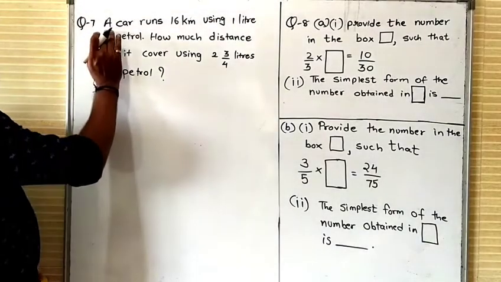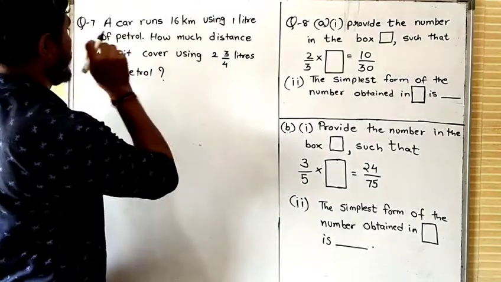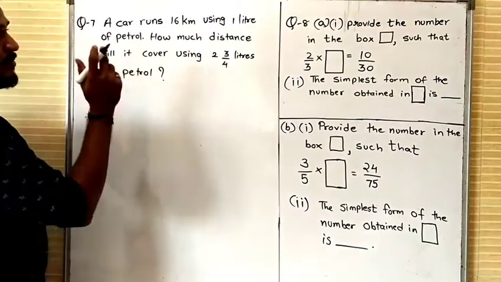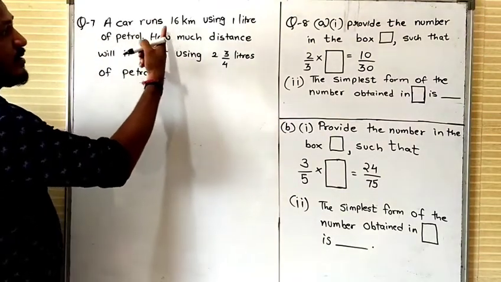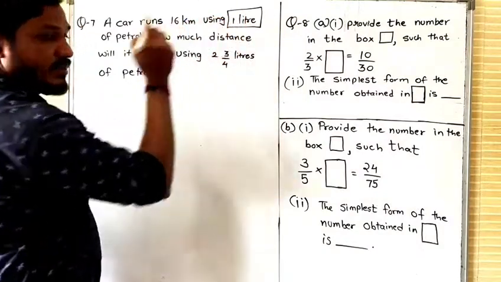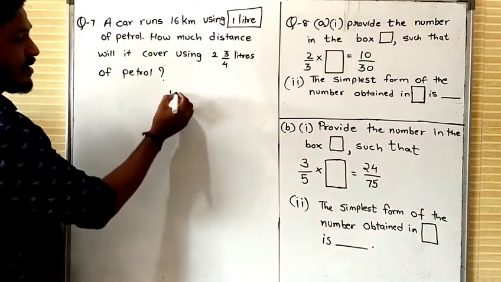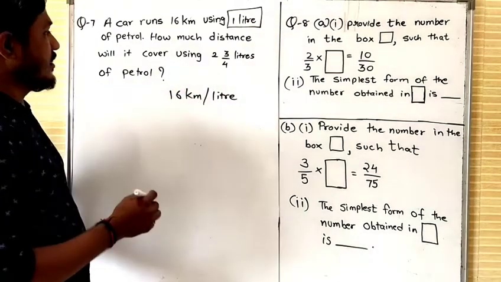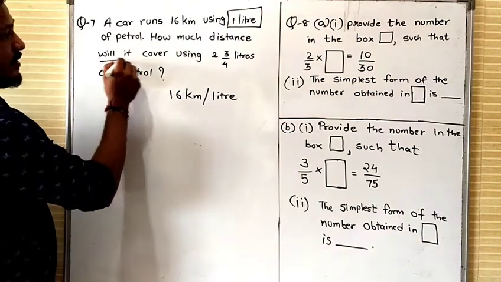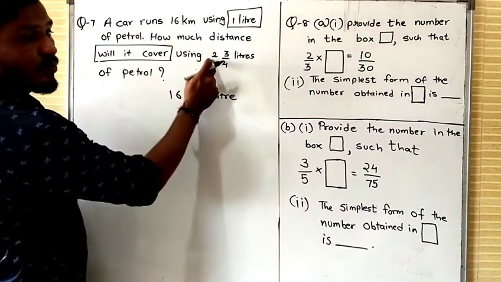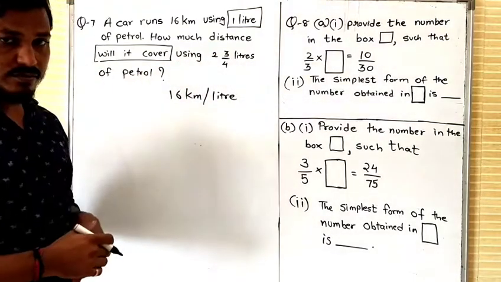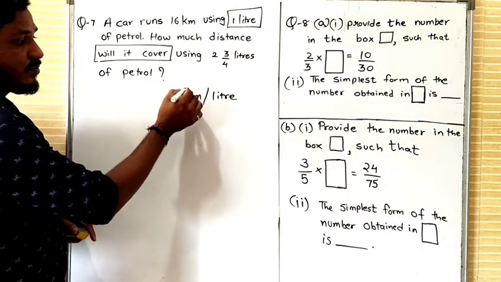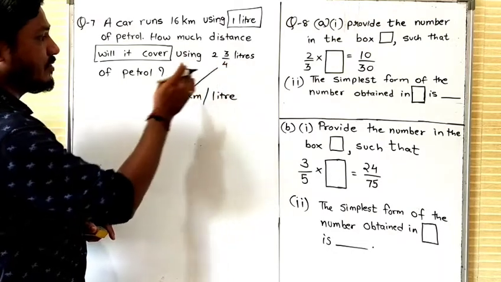Let us do question number 7. A car runs 16 km using 1 liter of petrol. How much distance will it cover using 2 integer 3/4 liter of petrol? Now dear student, if a car used to run 16 km in 1 liter, means its average is also given, it runs 16 km per liter. Then how much distance will it cover using 2 integer 3/4 liter of petrol? So in 1 liter it used to run 16 km. So very simple, you just need to multiply the 16 with whatever number of petrol it has.